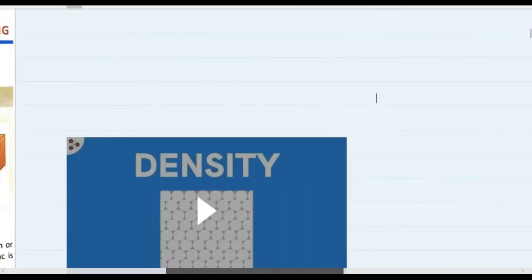Let's talk about what is density first. Also, we'll watch a video. Okay, when the word density comes in front of you, what can you make out of it? What do you think density is?